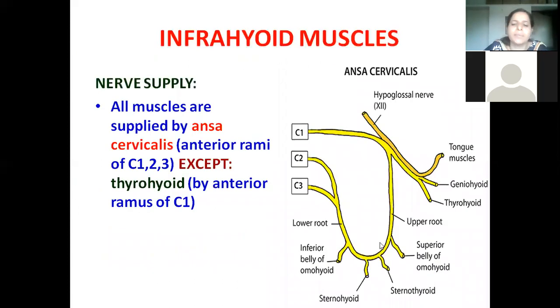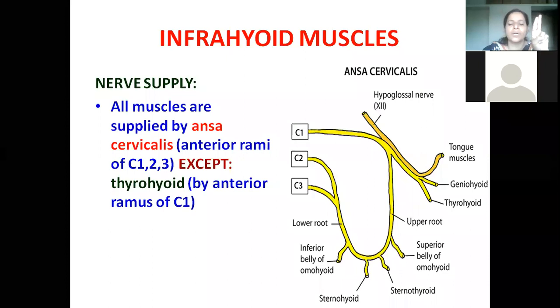So infrahyoid muscles. We are going to study a structure called ansa cervicalis. Ansa cervicalis itself can be a 3 marks question. We will see ansa cervicalis as a component in the anterior wall of the carotid sheath. What is the carotid sheath? I told you. Surrounding the common carotid artery and internal jugular vein, there is a covering. This protective covering is nothing but the carotid sheath. And in the anterior wall of the carotid sheath, we have ansa cervicalis.